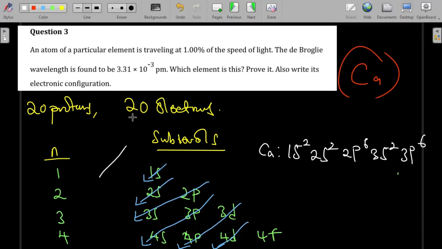So let's count first of all, because we have 20 to distribute. So this is 4, 6, 10, and then this is 8. So I'm remaining with 2. So those 2 will be in the 4s here, because I'm going like this. So 4s will also have 2. So this here is the electronic configuration for calcium.